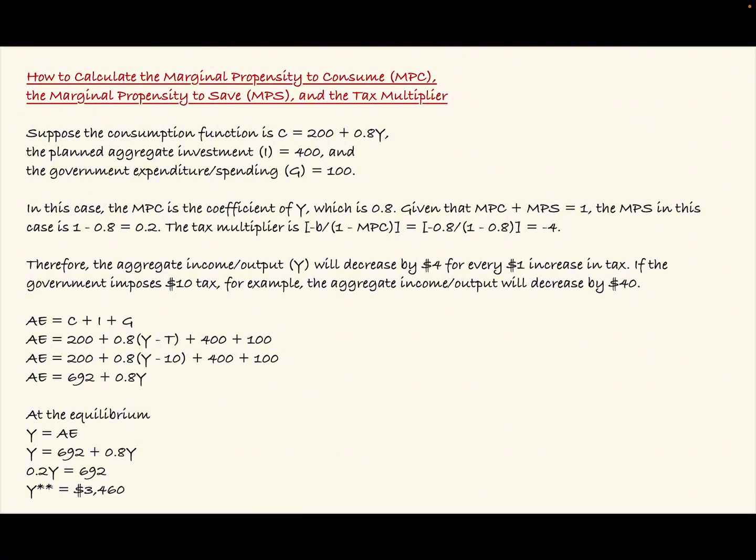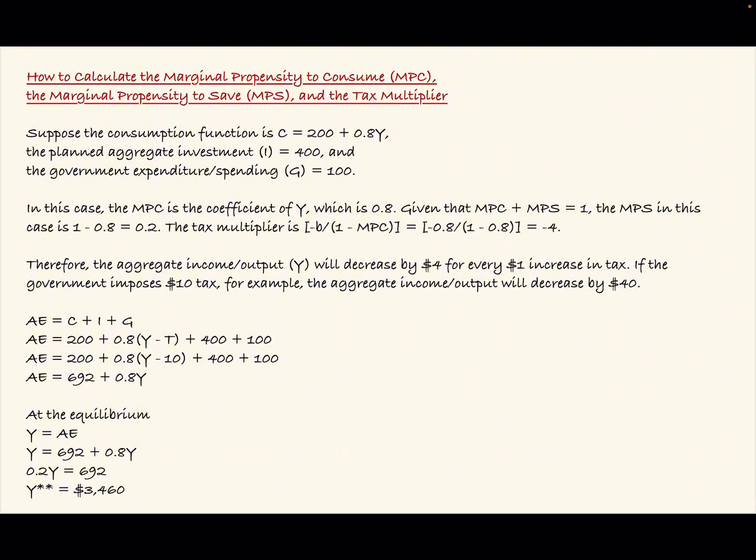In our example, the government imposes a $10 tax. Therefore, we substitute 10 for t. After expanding and simplifying the like terms, we have aggregate expenditures equals 692 plus 0.8y.